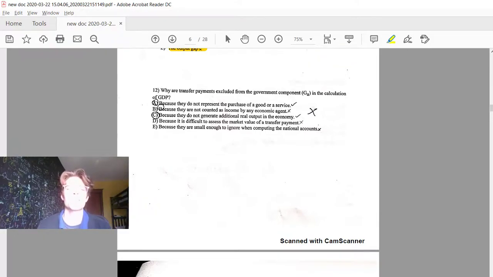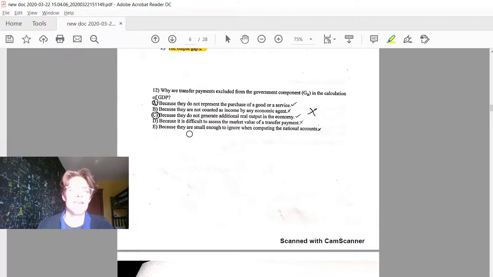Why are transfer payments excluded from the government in the calculation of GDP? I'll go through this as my process, because I got it wrong, but my process was right. I just go through and eliminate the ones that immediately are not correct.